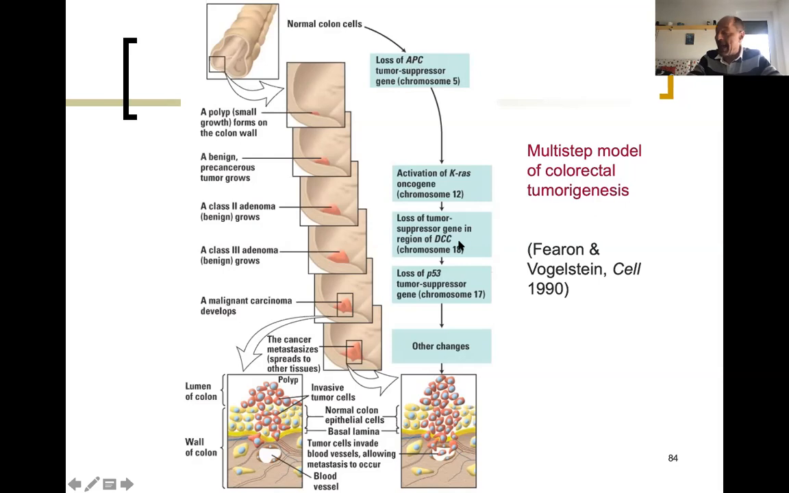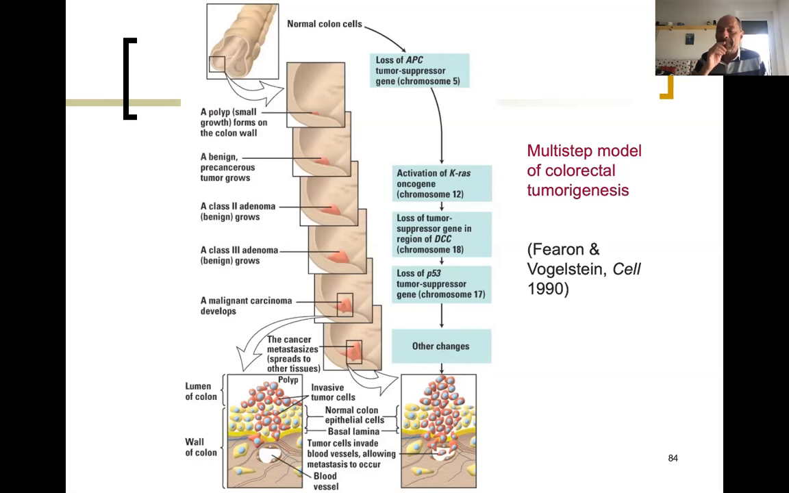If you lose another suppressor gene, the DCC on chromosome 18, you have a class 3 adenoma. Then you have to lose the P53. There's nothing to do. At the end, you have to lose the P53, and then you start to have a malignant carcinoma at this stage. The malignant carcinoma will metastasize after further molecular changes that occur.